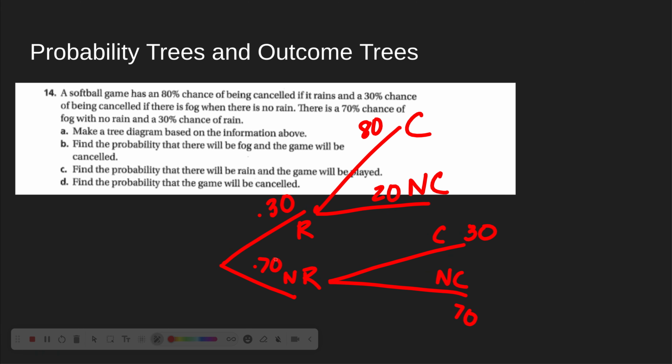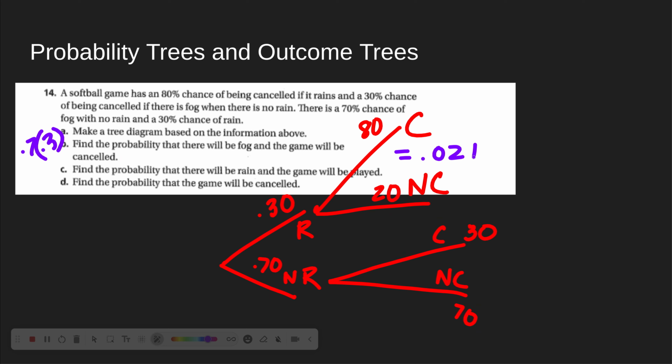Now, find the probability that there will be fog and the game will be canceled. All you do is follow your numbers. So for part B, you go no rain, 0.7, times canceled, 0.3, and you multiply them. So this is going to be 0.021. Not very likely to be canceled because of fog.